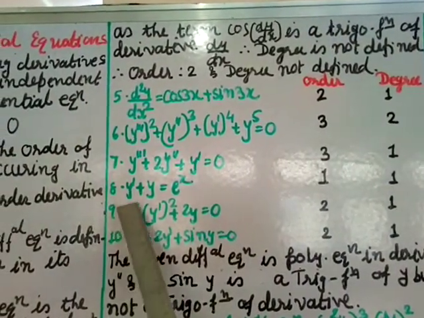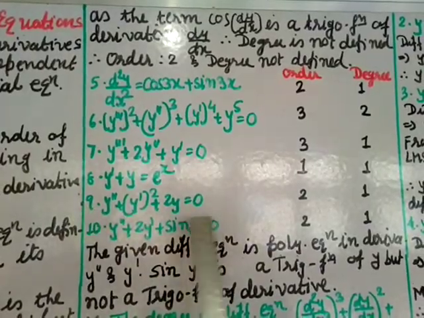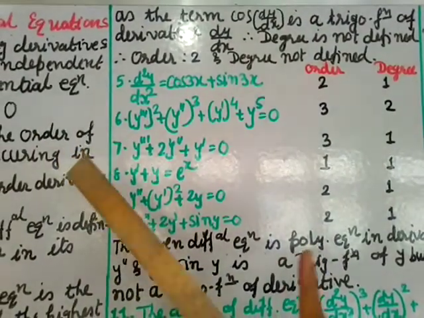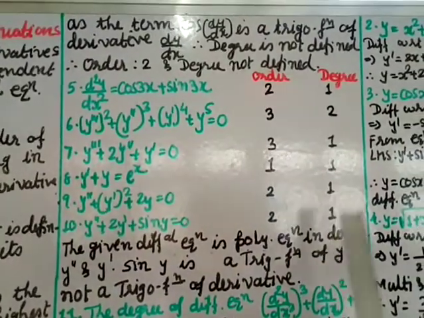Question number 9, y double dash plus y dash whole square plus 2y equal to 0. This is a polynomial function, okay? And y double dash is second order, this is first order. So order is 2 and its power is 1, so degree is 1.